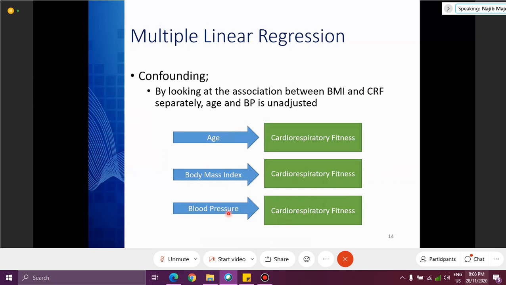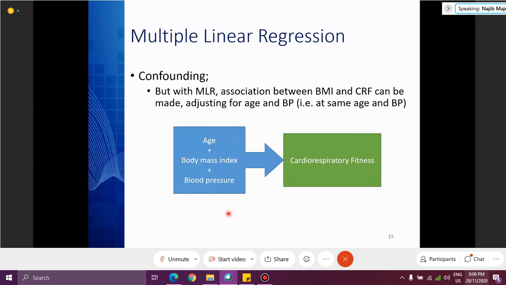So doing simple linear regression analysis, you cannot adjust for other variables. The aim of multiple linear regression is adjustment. For example, in this model with three independent variables, you can examine the effect of BMI towards cardiorespiratory fitness while adjusting for age and also blood pressure. You can also look at the influence of age towards CRF while adjusting for BMI and also blood pressure, and you can examine the effect of blood pressure towards CRF while adjusting for age and also BMI.